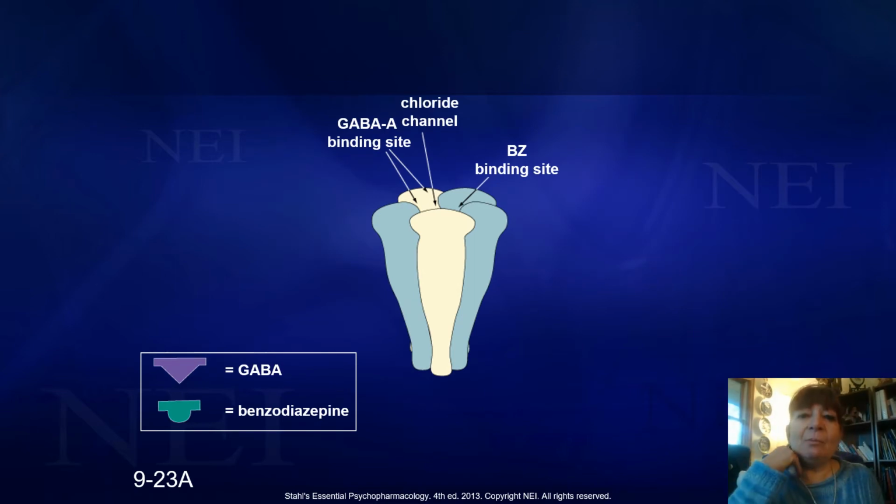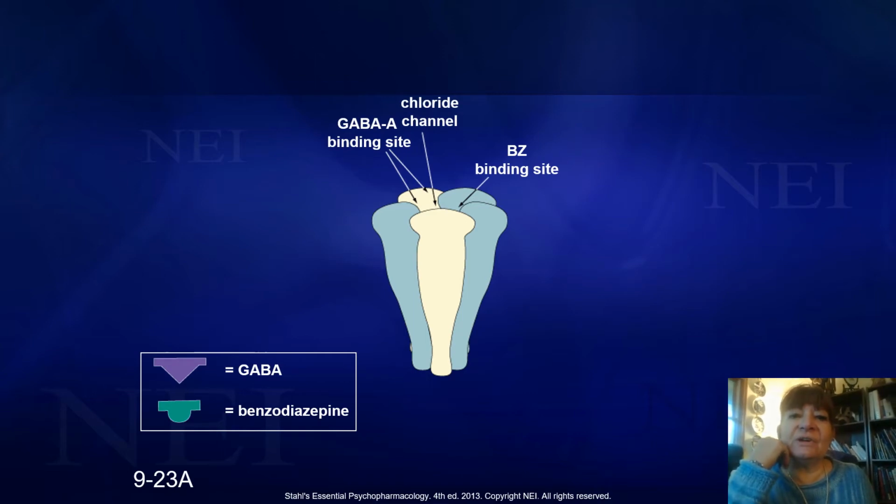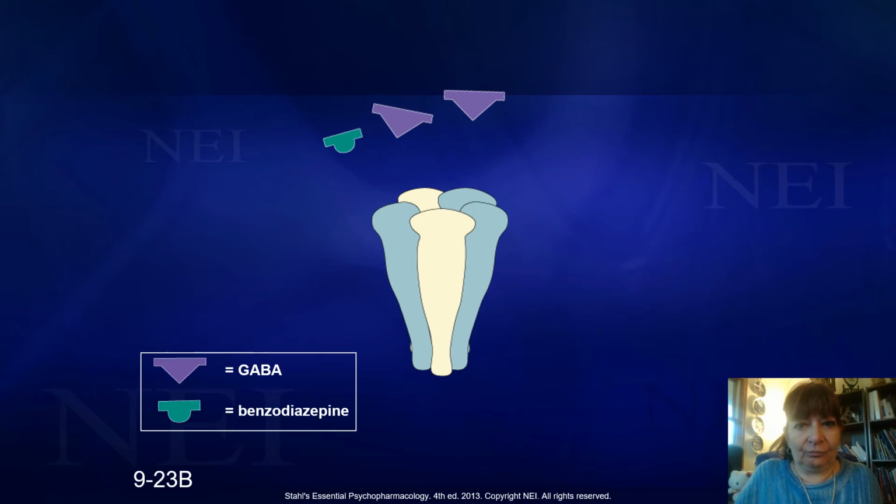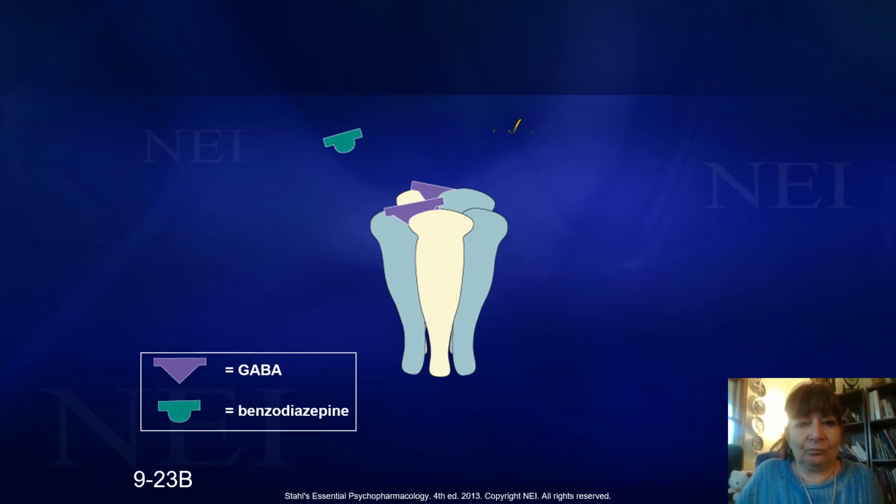Okay, so when GABA binds to the receptor, it increases the frequency with which the chloride channel opens. Therefore, there is more chloride and more inhibitory activity. So there's the chloride ions, there's GABA binding, and the chloride channel is open, so more chloride ions go through.